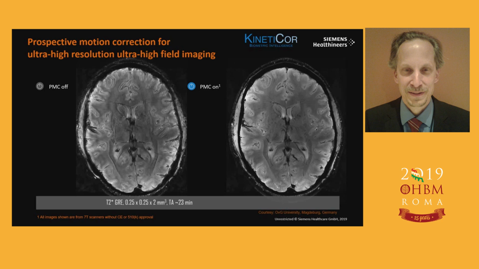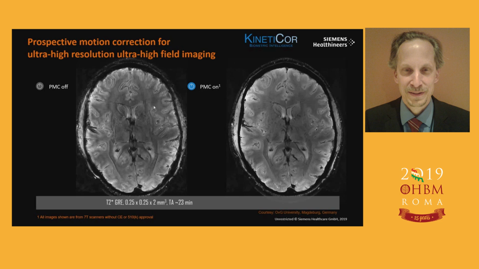And that's, of course, my personal favorite because this was acquired on a 7T system from our collaboration partner in Magdeburg. It's on a former 7T system with the Kineticor system. On the left-hand side, you see the image without prospective motion correction. Acquisition, pretty long, 23 minutes. So this is even tough for a healthy volunteer to hold still.